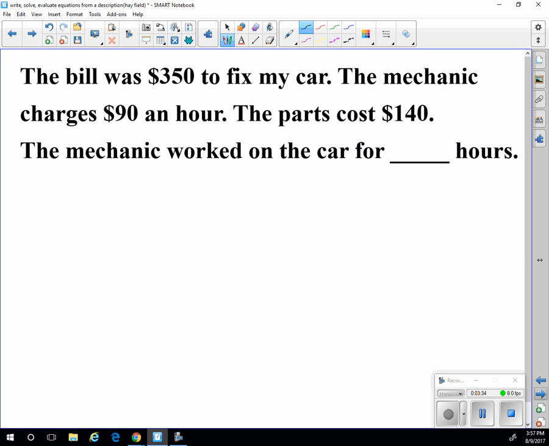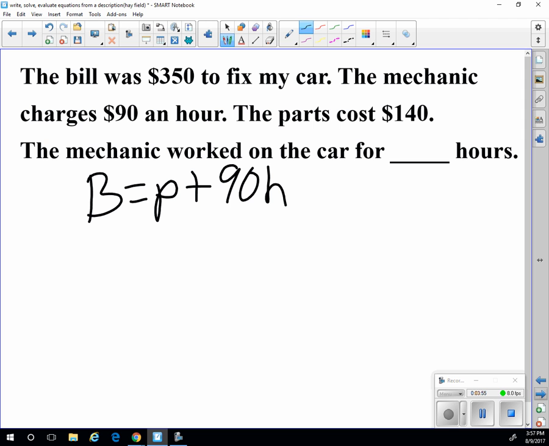The bill was $350 to fix my car. The mechanic charged $90 an hour. The parts cost $140. So how long did the mechanic work on my car? So the bill is equal to the parts plus the labor times the number of hours. Let's see, we don't know the number of hours.